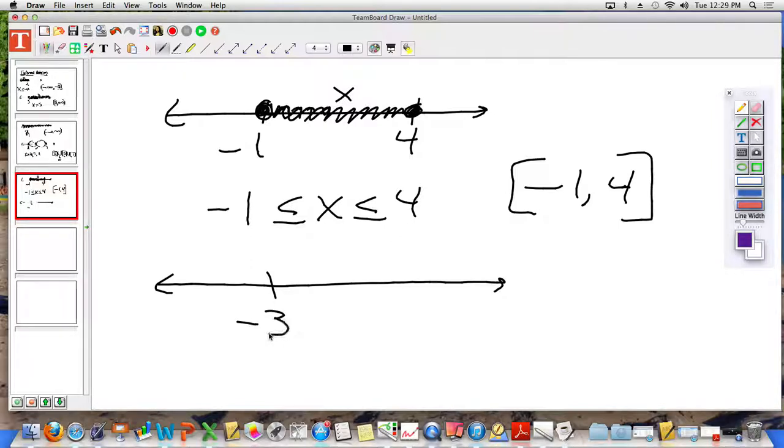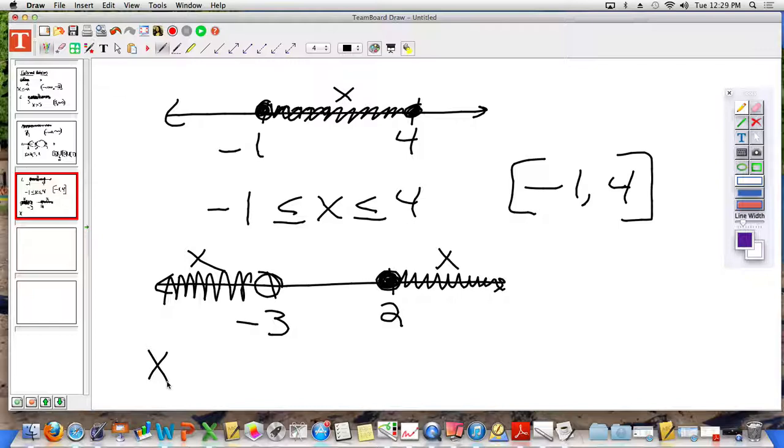Let's do -3. Open circle, shade to the left. And let's do 2. Closed circle, shade to the right. Like I said, you guys have seen this so many times that you should be able to very, very quickly put it in inequality notation. In this case, it says x is less than -3, or x is greater than or equal to 2.